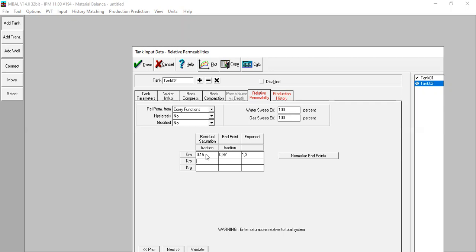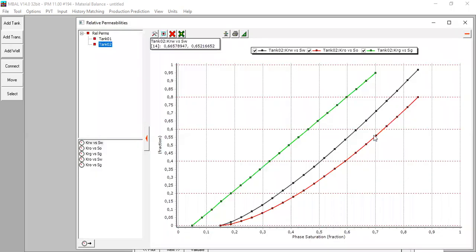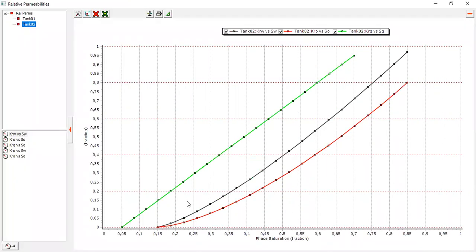Okay, 1.3 for the oil, residual oil saturation, endpoint, exponent, residual gas, endpoint, and then exponent. And then plot if you want to check the relative permeability. Okay, the relative permeability versus the phase saturation. The same for tank 1 and tank 2.